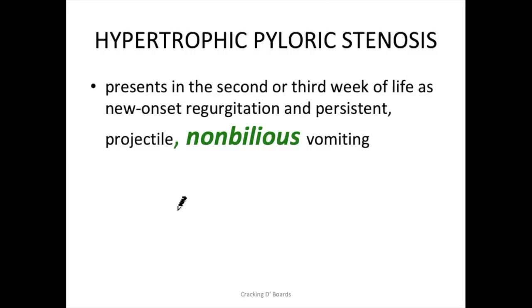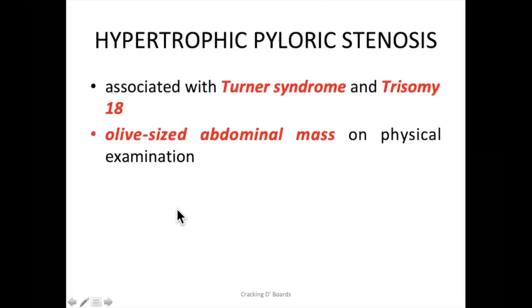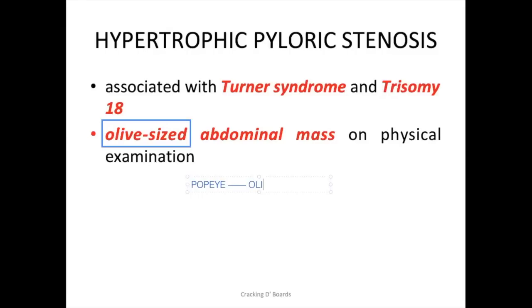Okay. Now there's something very important here. This is the famous olive-shaped abdominal mass. Okay. An olive-shaped abdominal mass. Now, I'm going to introduce you to my friend. I have a friend named Popeye. Does everyone know who Popeye is? Okay, who's the girlfriend of Popeye? It's Olive Oyl. So Popeye, look.